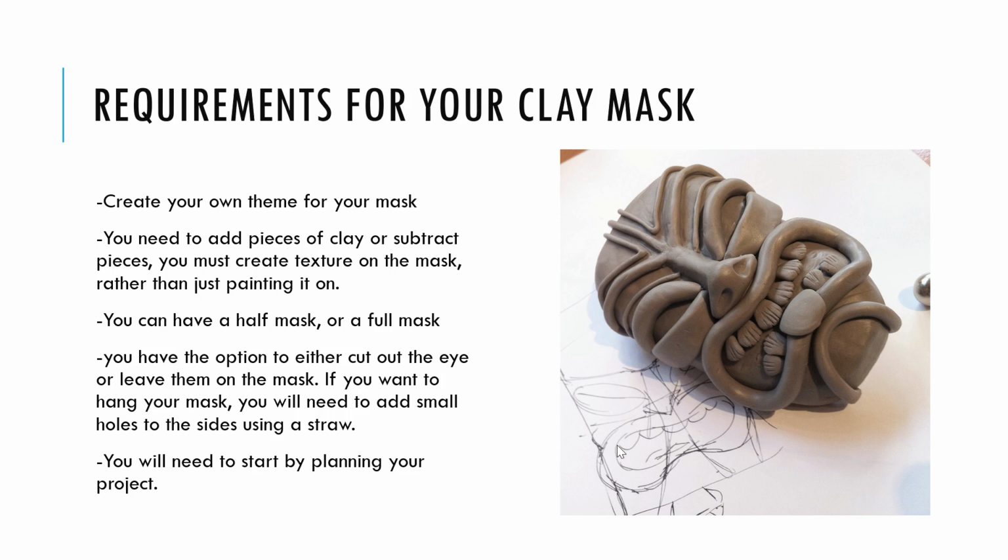You have the option to either cut out the eye area or leave them on the mask. If you want to make realistic eyes, that's no problem. It is going to be a little bit more work, but that's possible to do. If you don't want to do anything with the eyes, you can just cut them out. If you want your mask to hang, you need to add 2 small holes, one on each side of the mask, using a plastic straw.